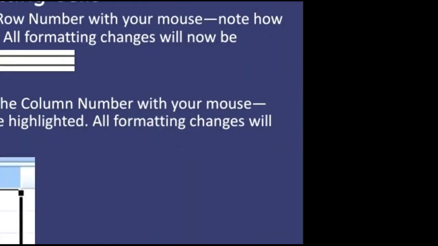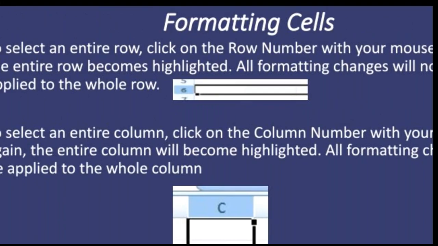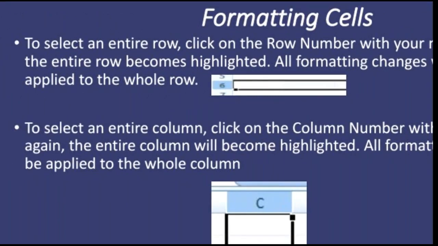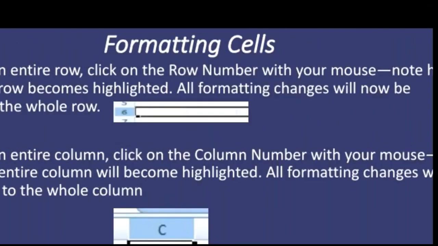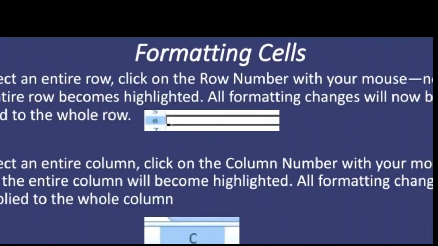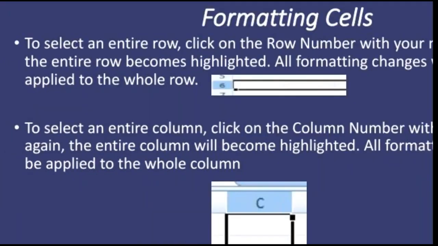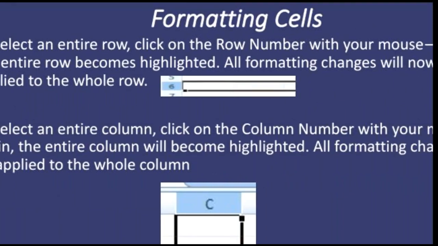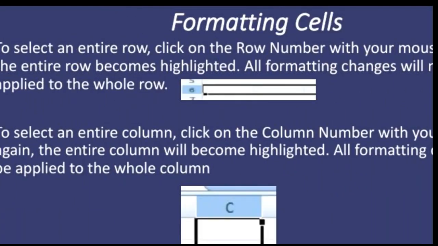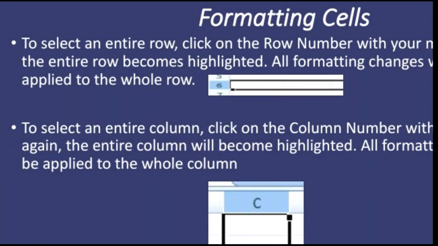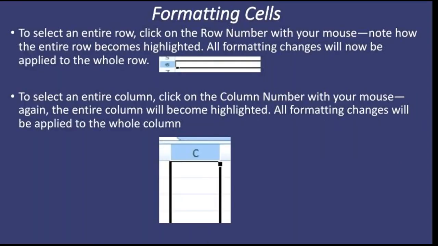Now, to select an entire row, click on the row number with your mouse. Note how the entire row becomes highlighted. All formatting changes will now be applied to the whole row. The same thing applies to the column.